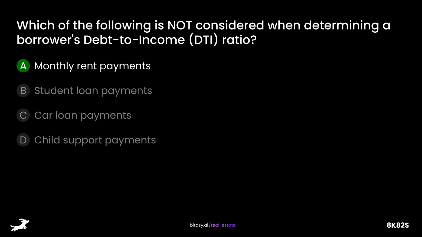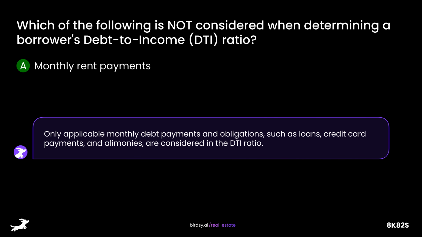The answer is A, monthly rent payments. Only applicable monthly debt payments and obligations, such as loans, credit card payments, and alimony, are considered in the DTI ratio.